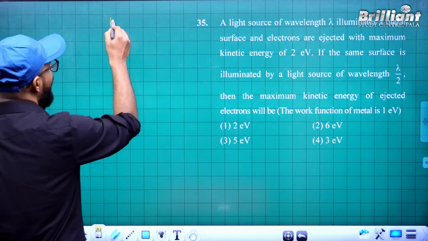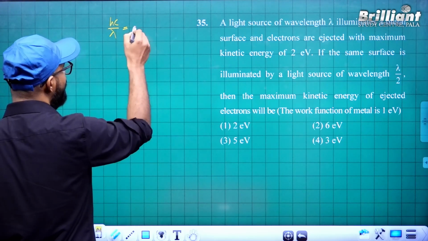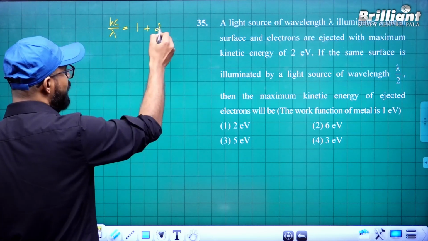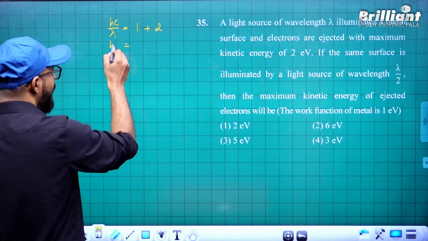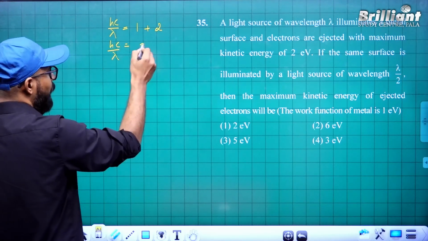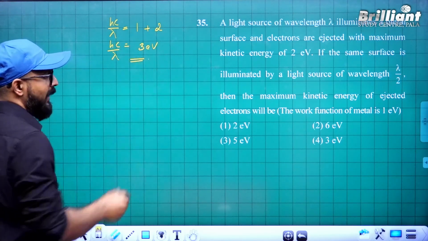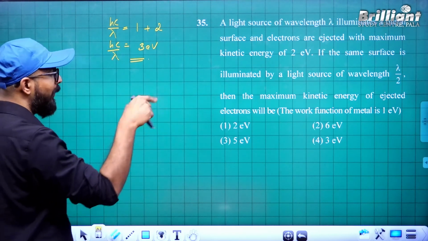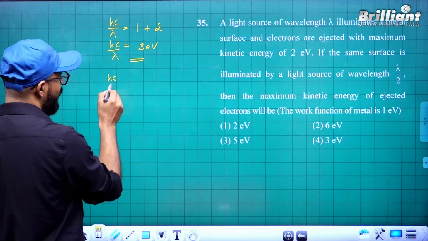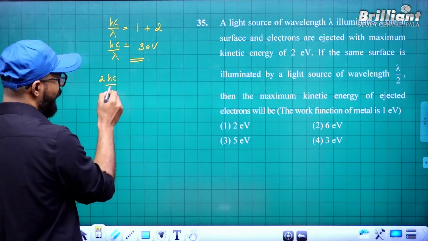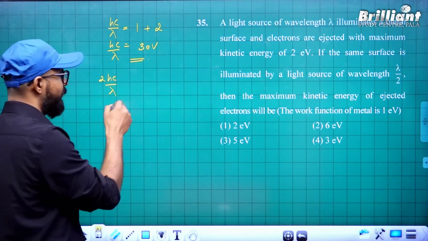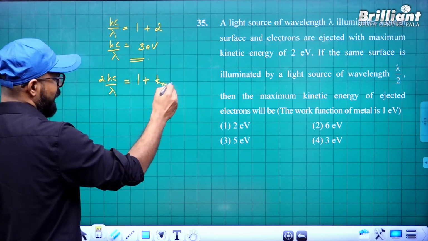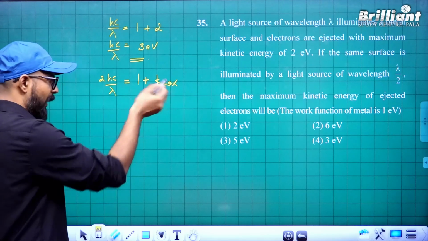So that means Hc by lambda gives the work function 1 plus the kinetic energy, which is 2 electron volt. That means Hc by lambda equals 3 electron volt. That's the answer. Okay. If the same surface is illuminated by a wavelength of lambda by 2, now the equation becomes 2 Hc by lambda. Lambda by 2 goes upstairs. Work function does not change. Maximum kinetic energy will be K max, which we have to find.